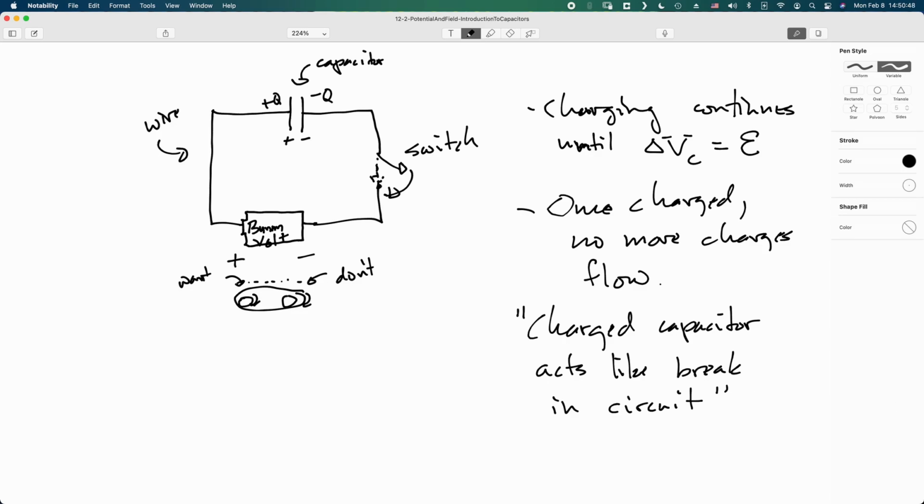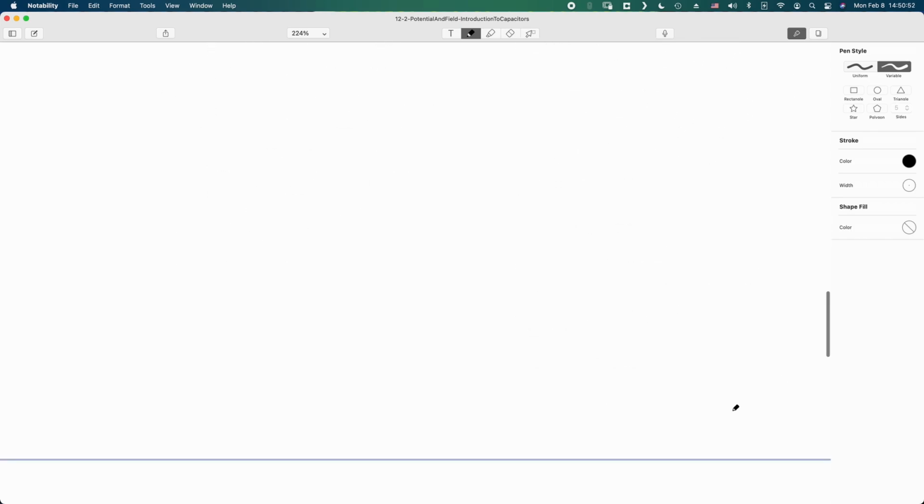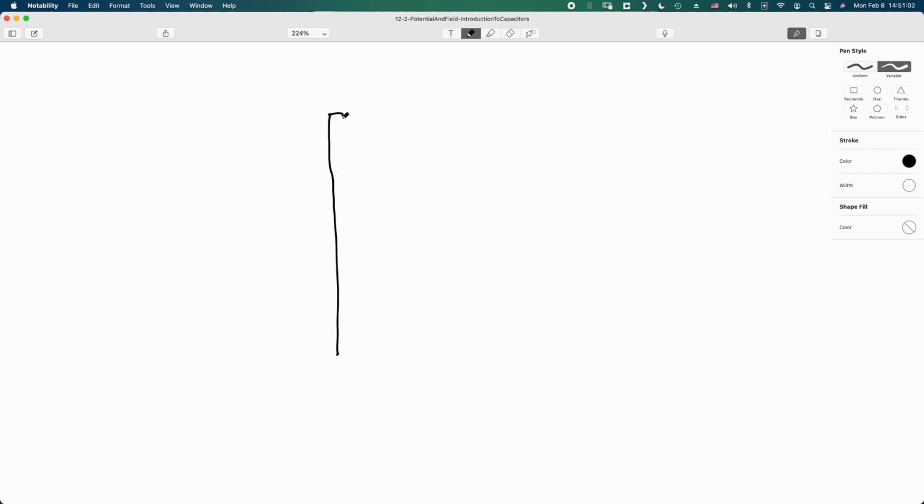But the question is why don't we have any more flow of charge? And the answer to that is the fringe field. So let's go and take a look at extreme close-up at our two plates.